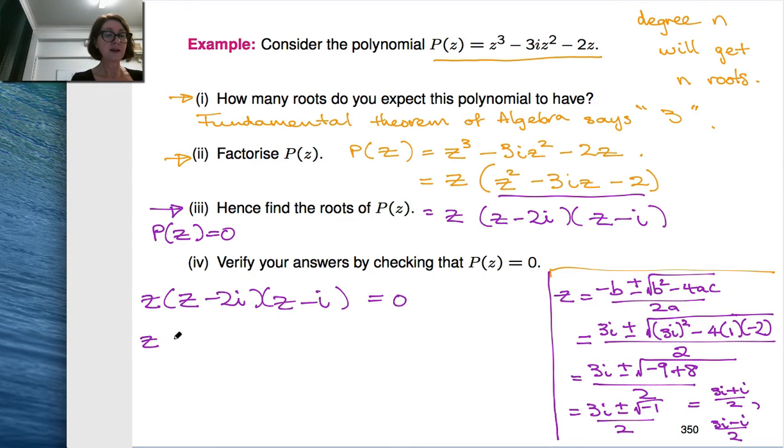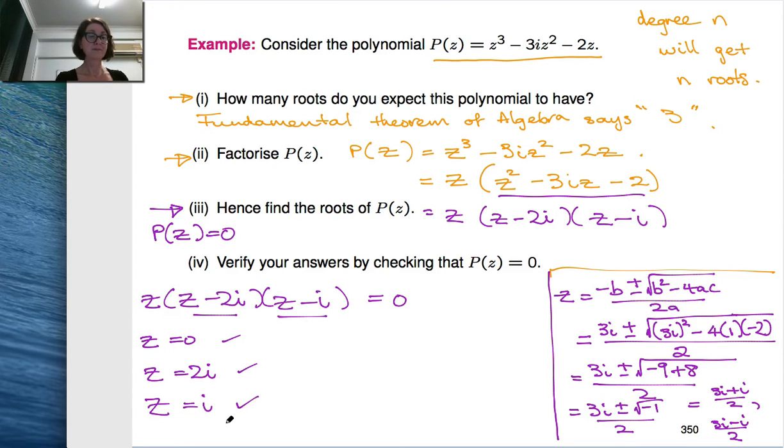Well, Z equals 0, we'll make that term 0. Z equals 2i, we'll make that term 0. And Z equals i, we'll make that term 0. So the roots of P(Z) are 0, 2i, and i.